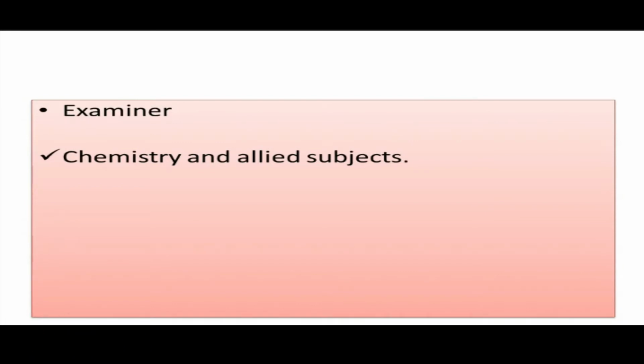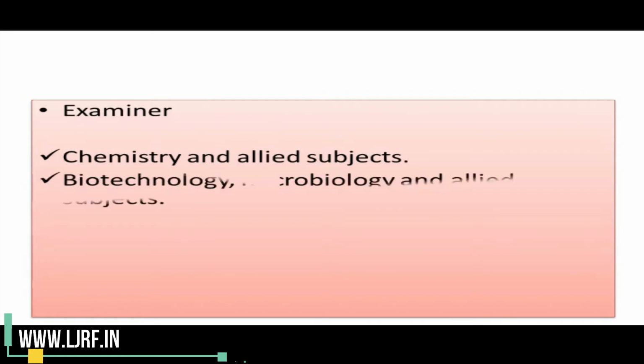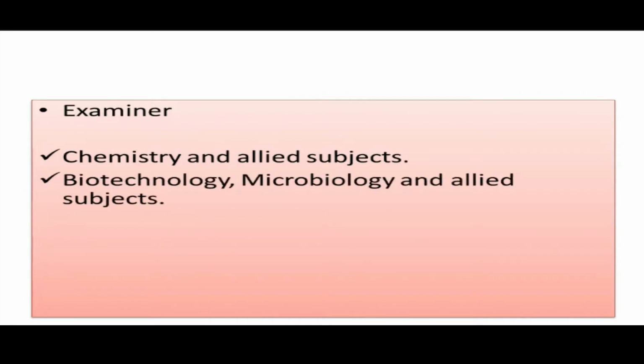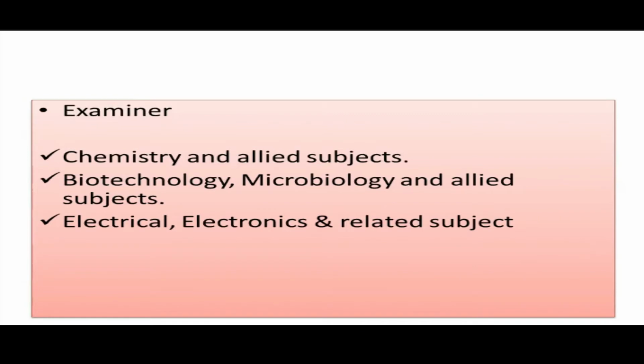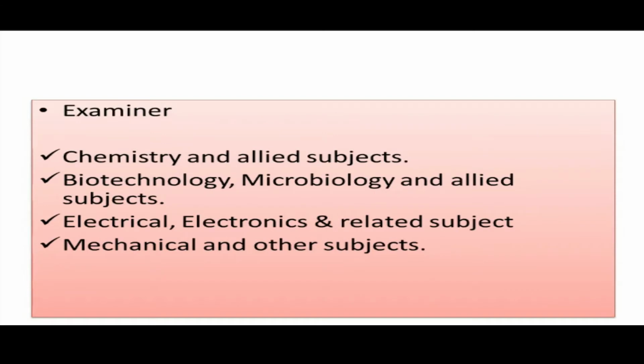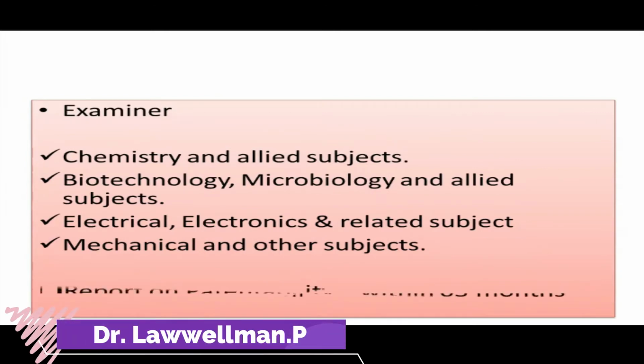There are different departments in the patent office. Chemistry and allied subjects could be one of the illustrations. Biotechnology, microbiology, and allied subjects could be another department or cell which takes care of that area. Electrical, electronic, and related subjects will constitute another department, and mechanical and other subjects. This is just to give you a feel about how scientific, within double inverted commas, the patent procedure and patent office could be.